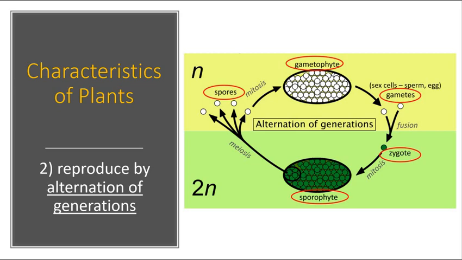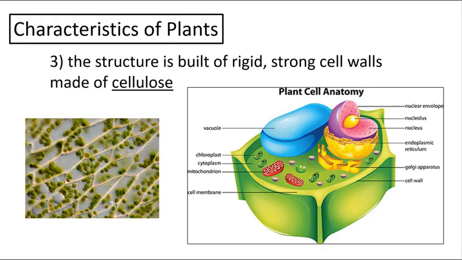Okay, third characteristic of plants, that their structure is built of rigid, strong cell walls. And those cell walls are made out of cellulose. Okay, you can see the photograph on the left. You can have very obvious cell walls. All the chloroplasts inside, we're going to talk about later. Okay, but you can see it's a very thick structure compared to the cell itself. Okay, and they're going to give a lot of strength to a plant. And part of how it's able to stay upright, for example.